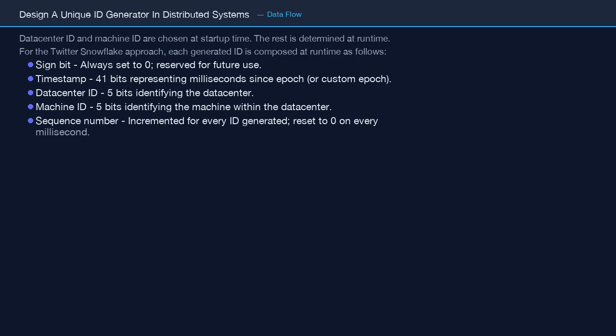Finally, the sequence number. This is incremented by 1 every single time a new ID is generated on a given machine. If multiple IDs are requested within the same millisecond, the sequence number keeps climbing to keep each one unique. Then, when the clock ticks over to a new millisecond, the sequence number resets back to 0 and starts again.